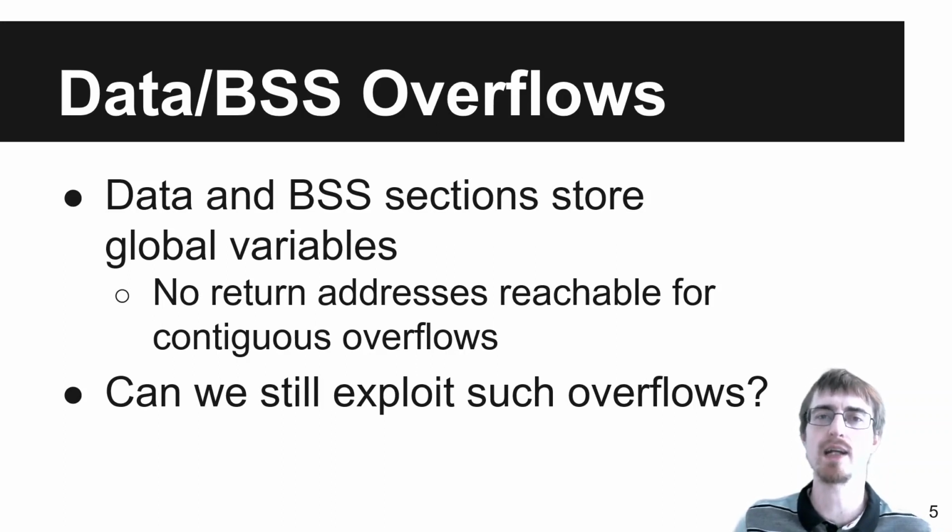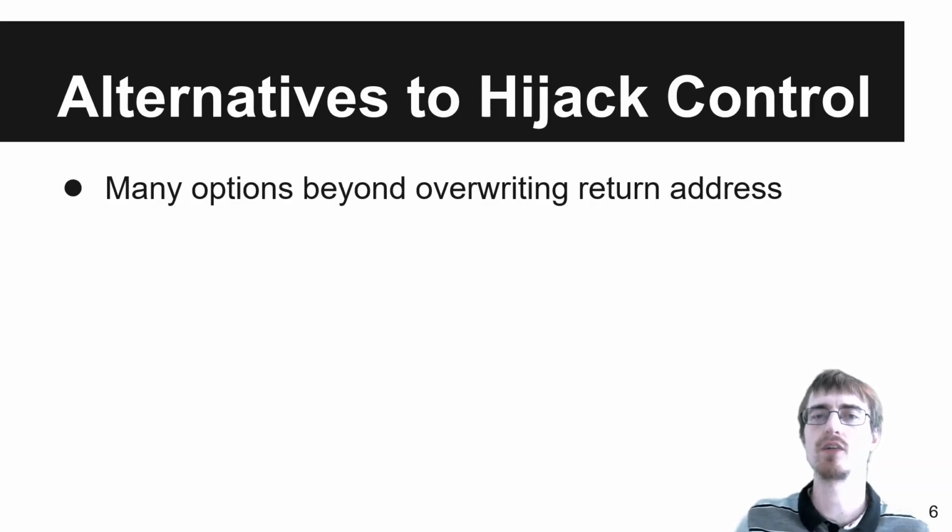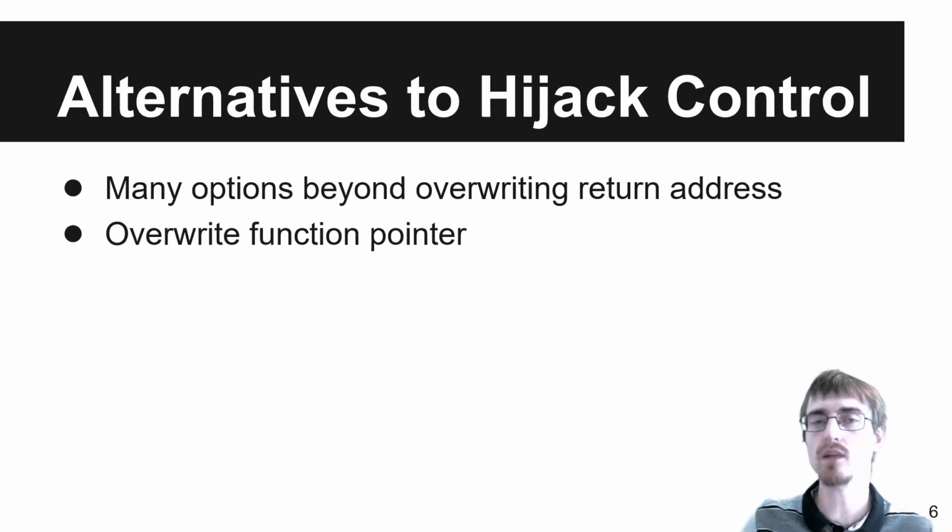Can we still exploit these cases? Well, it turns out we need to learn some new techniques to do this. So there are alternatives to hijack control that we could use. So instead of overwriting the return address, we can overwrite something else that allows us to take over control. One example would be overwriting a function pointer.